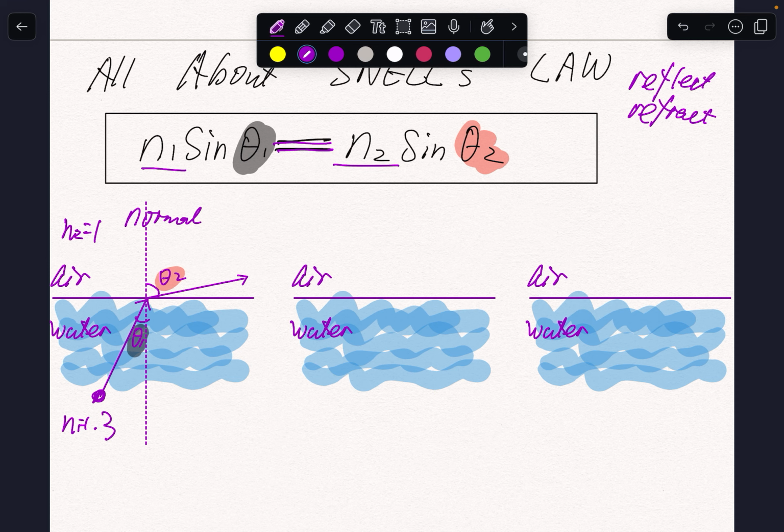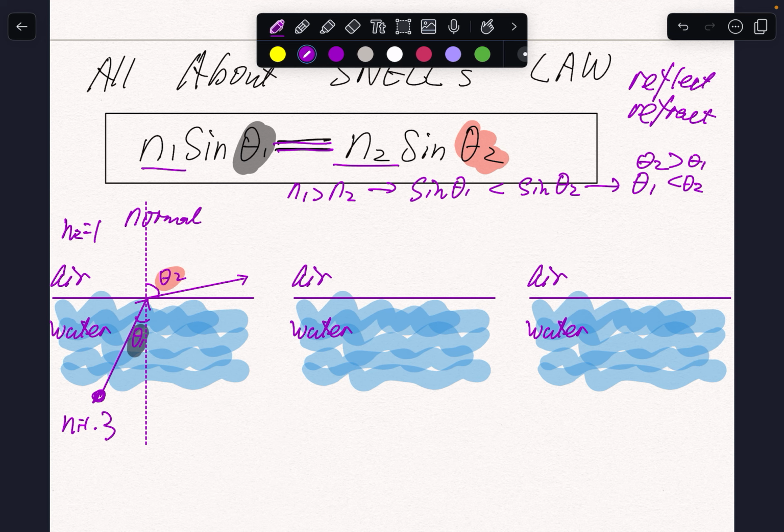Now we know that n1 is larger than n2, according to the data I just provided. Then this tells us that sine theta 1 must be smaller than sine theta 2 to make Snell's law hold. That tells us that theta 1 must be smaller than theta 2. In other words, theta 2 must be larger than theta 1, and this is the case that I drew for you, where theta 2 looks larger than theta 1.